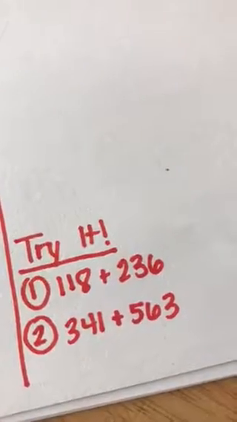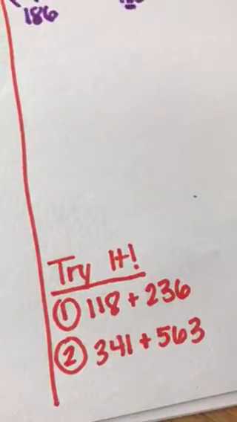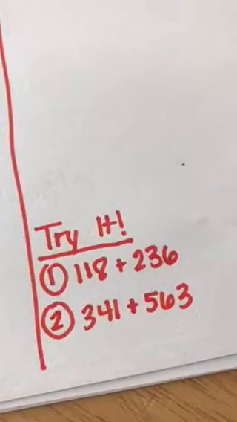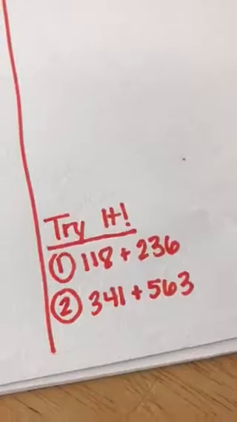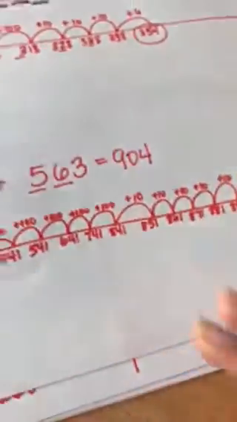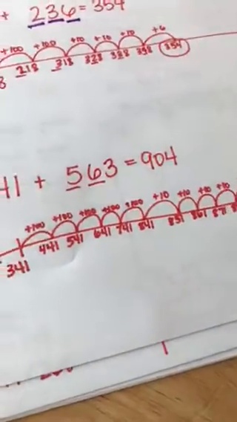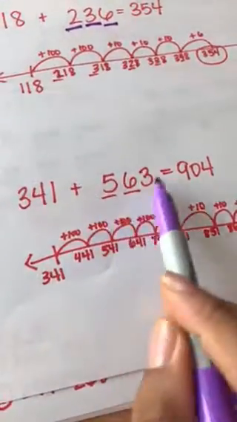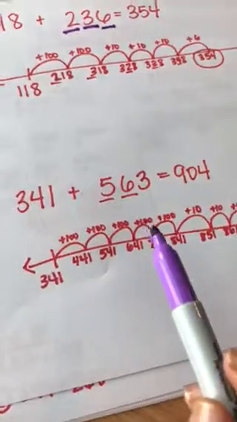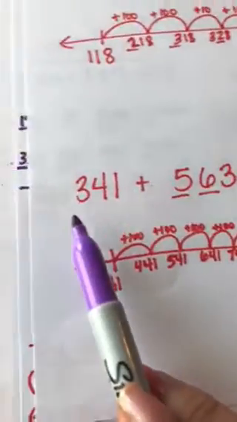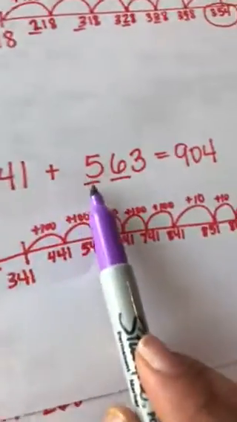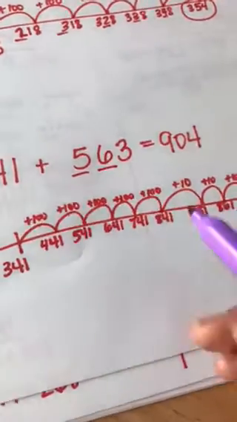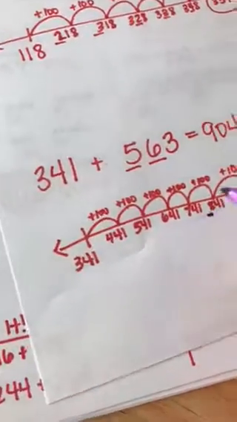341 plus 563. Pause the screen, and then let's see if we got the same thing. Great work. Did you get 904? I sure hope so. This one was a little bit harder because we added such a big number, but you work it the same way. You start with 341, then you're going to add 5 hundreds, 1, 2, 3, 4, 5. That leaves you with 841.